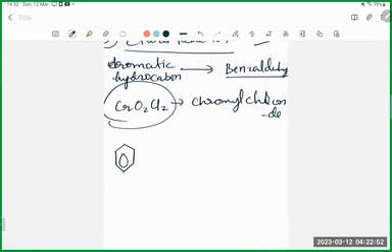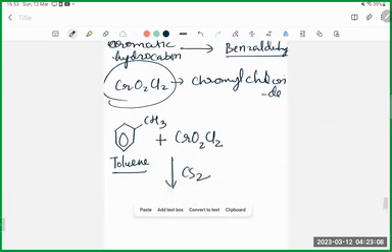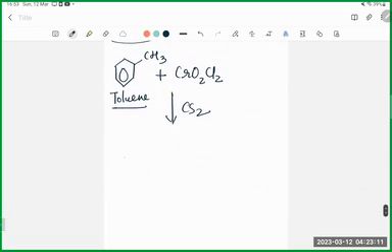For the aromatic hydrocarbon, we are taking toluene. You know this, right? Toluene will be treated with chromyl chloride, CrO2Cl2, in carbon disulfide. This is the organic medium, acting as solvent, and this gives the product as over here.